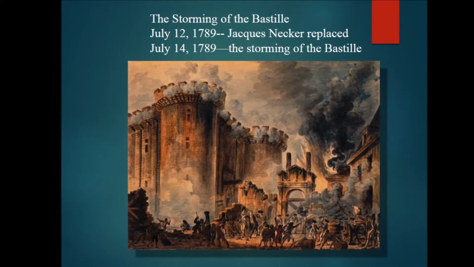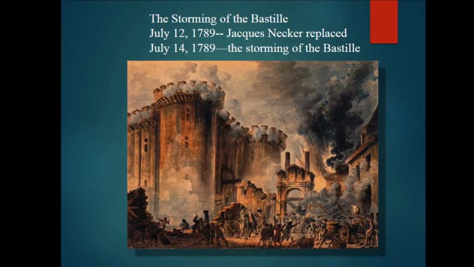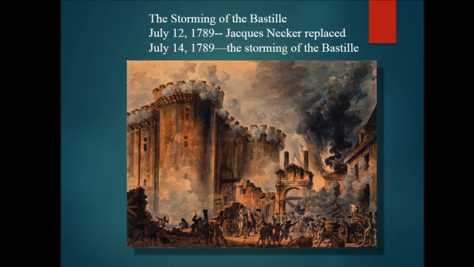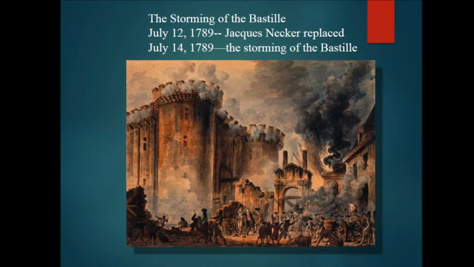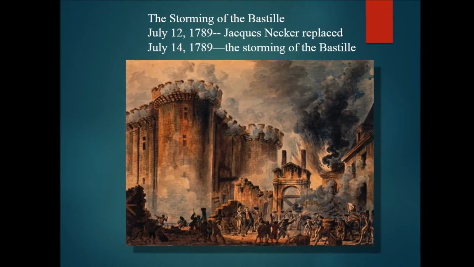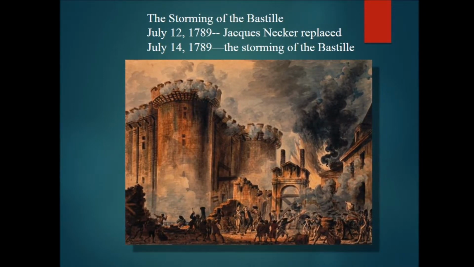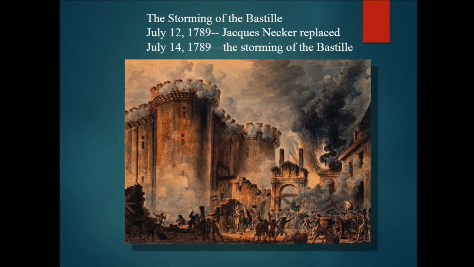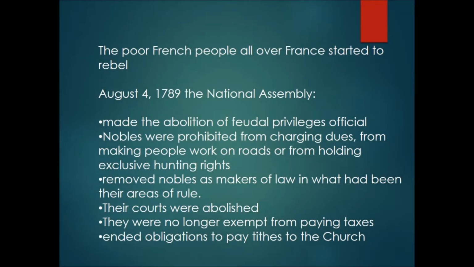So there weren't very many prisoners in the Bastille during this period, but the people overtook it. They captured the main guard, chopped his head off, put his head on a pike, and then carried it through the streets. And what usually happens with rioting is that it leads to more rioting. And so these break out all over France.